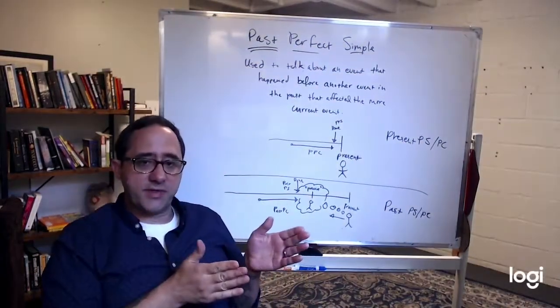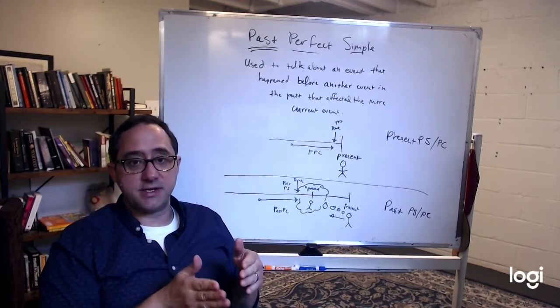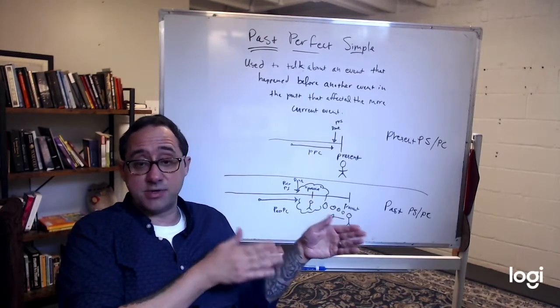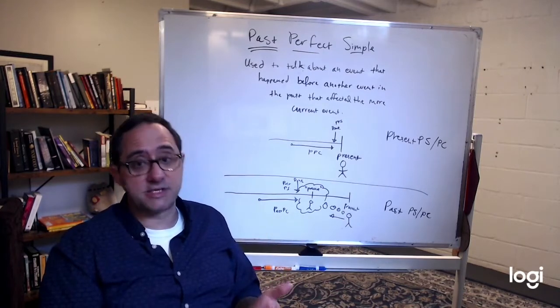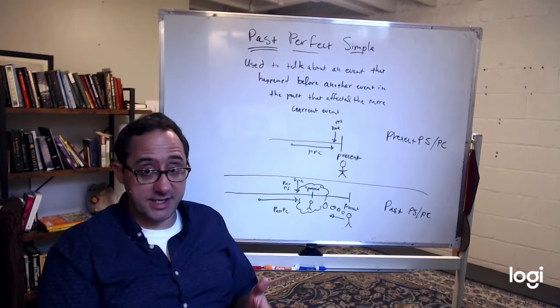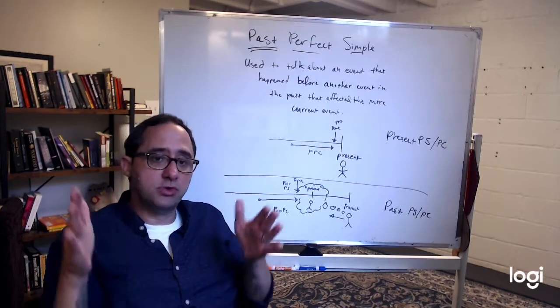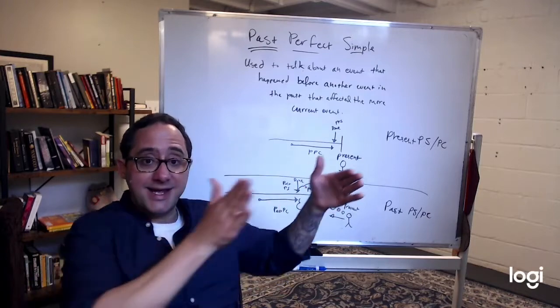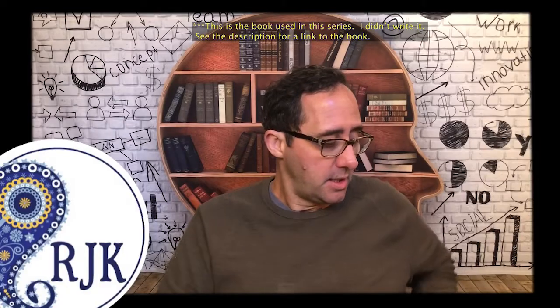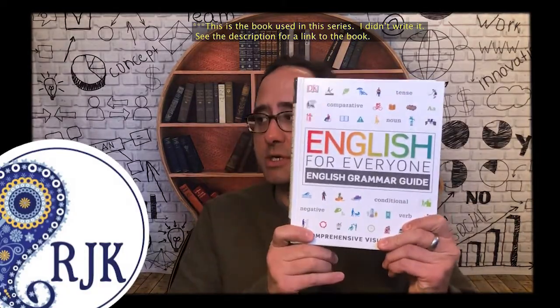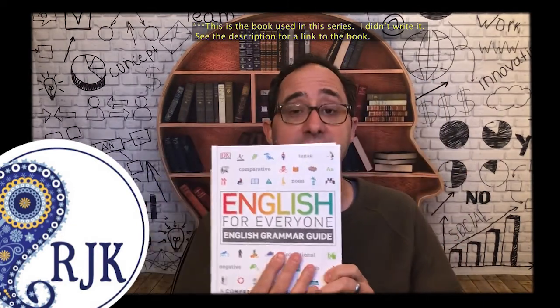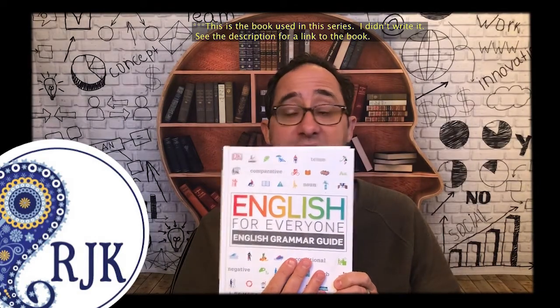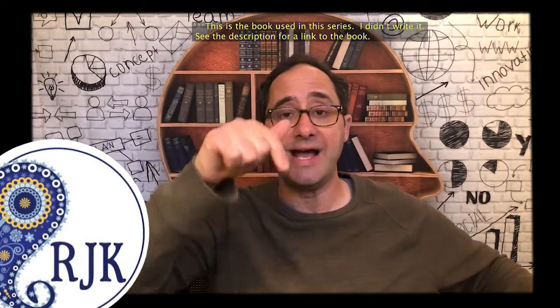So we started with the present simple, present continuous, then went into the past simple, past continuous. Then we did the present perfect simple and present perfect continuous. Now we're going to move that perfect form into the past. We are going to keep going through this book, English for Everyone. I am not sponsored by them, but I use it for people that I teach, and I find it to be really, really useful. I have a link below that I will post.